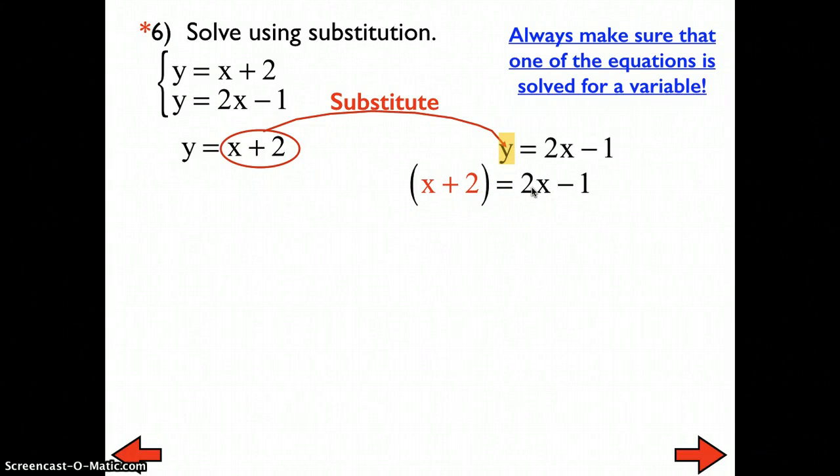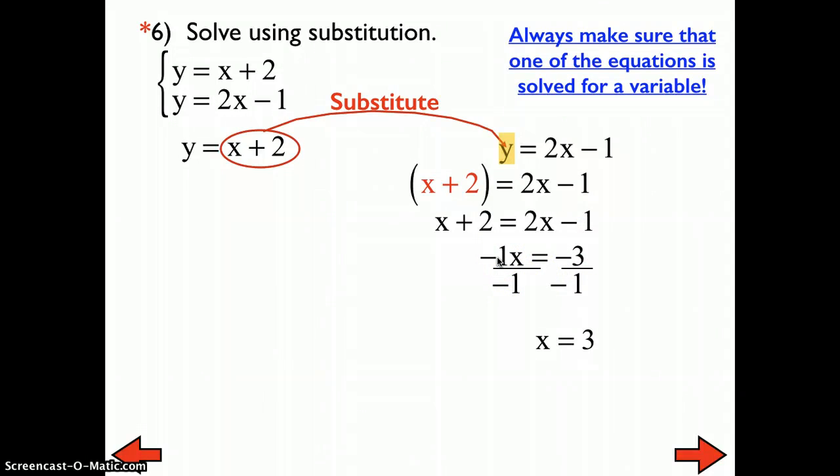I need to make sure they're on the same side, so hopefully you remember that when we have variables on the same side, we want to move it to our left. So I'm going to go ahead and subtract 2x from both sides, which is going to leave me with a negative x equals negative 3. If you're wondering what happened just then, not only did I move the x over to the left, I also moved this positive 2 over to my right. Once I do that, I'm going to get rid of my coefficient and x equals 3.